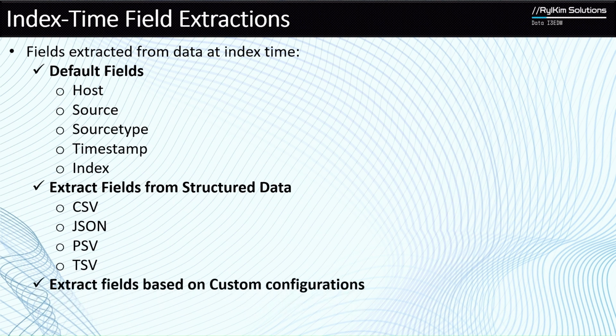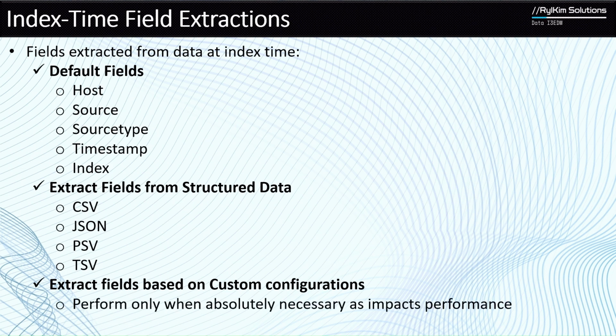Now the last one here is that you can extract fields based on custom configurations. Maybe there was something that you were doing at search time way too much, and you thought, you know what, I'm going to do this at index time. You can define some field extractions that are going to happen at index time, so that at search time the meaning that you really wanted is already available for you, and you don't have to do it all the time. But you should only perform this when it's absolutely necessary, because it can impact performance.